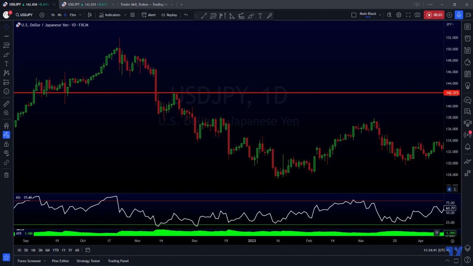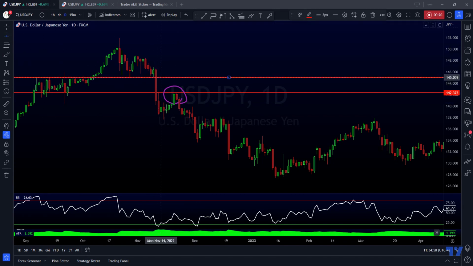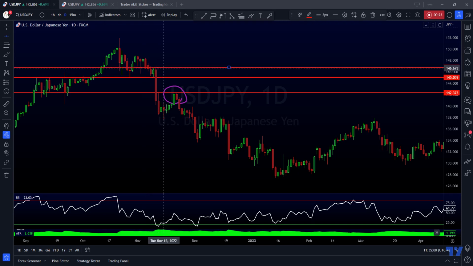Today we're going to be on the dollar yen, and we're looking for another bullish breakout opportunity. So you see my red line is drawn right here. This red line represents our previous important level of structure. And while we're out here on the daily, I'm going to draw in another red line. Right here is our next structure zone.